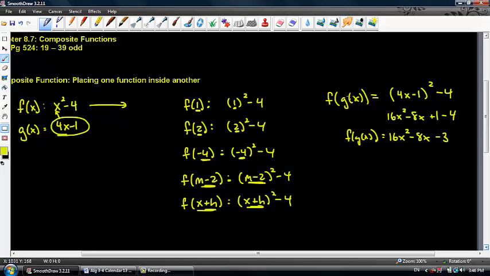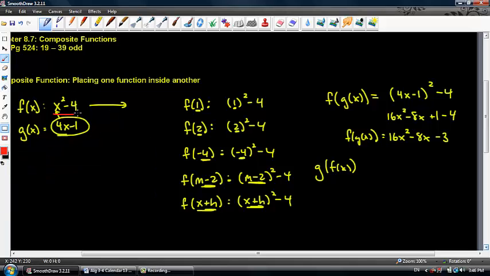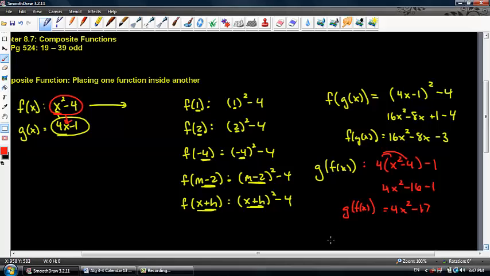All right, again, you're just taking one function and putting it inside of another. If we worked backwards, if we had to say g of f of x, now we're going in the opposite direction. I'm going to take this function and put it inside the x there. So what I get is 4 parentheses x squared minus 4 minus 1. And I can further simplify this by distributing. I get 4x squared minus 16 minus 1. So 4x squared minus 17 is what g of f of x equals.